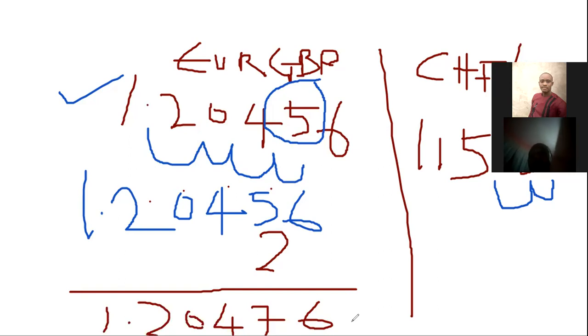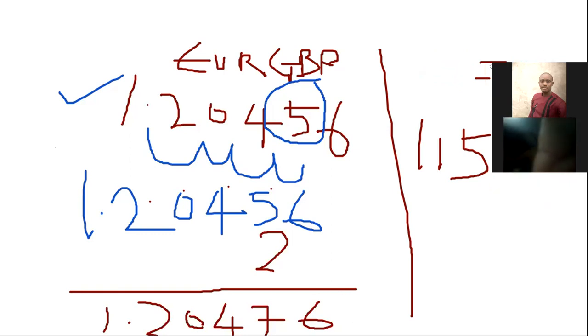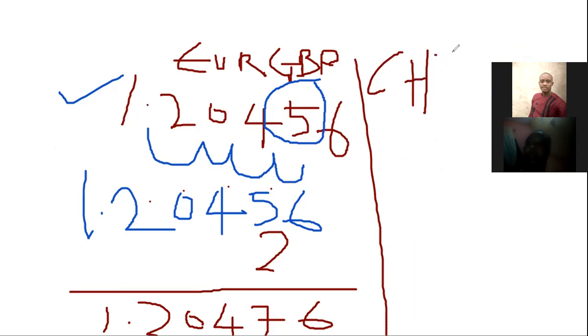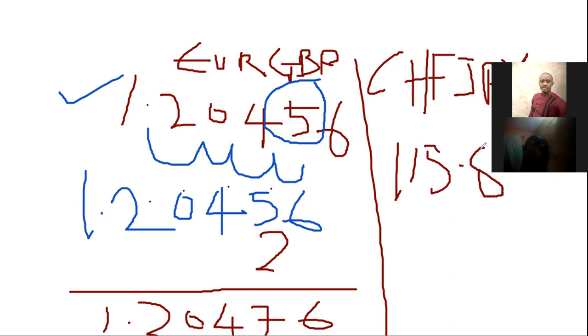So I added 2 pips successfully to that. Let it not look as if I didn't talk about the yen pairs. What happens to the yen pairs when I do the same to it? For a yen pair, if this is CHF JPY, let's say I have 115.821.